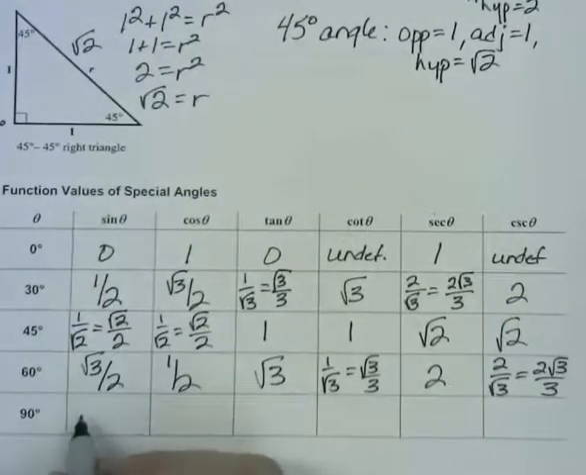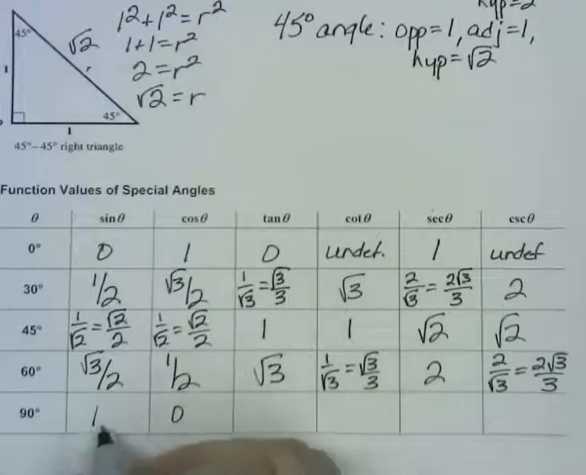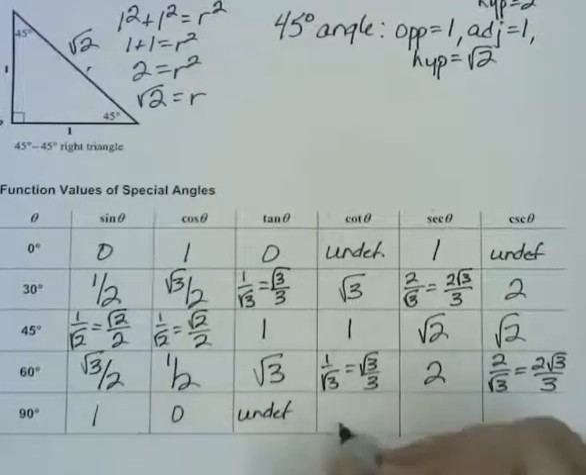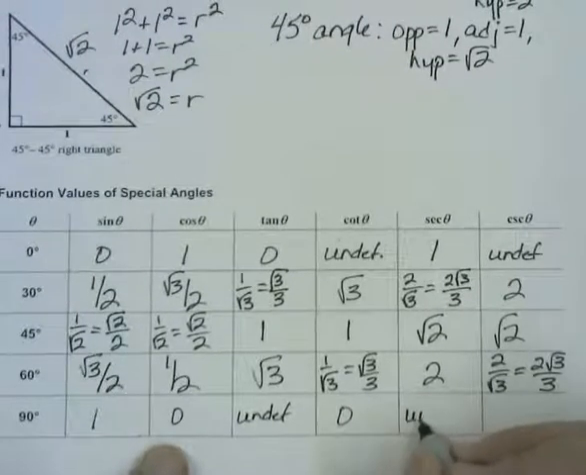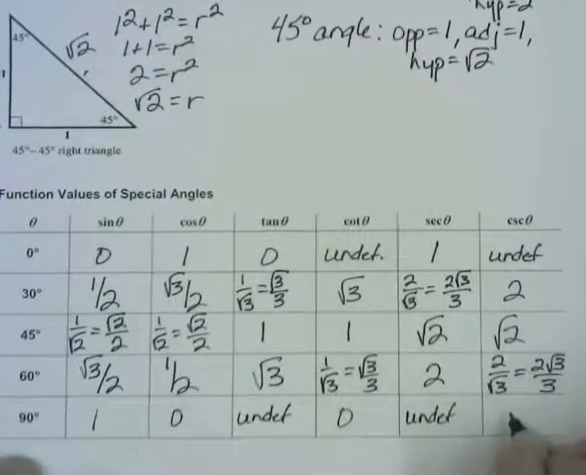We can also do this for 90 degrees. So the sine of 90 degrees is 1, the cosine is 0. Tangent is sine over cosine, so that would be undefined. Cotangent is cosine over sine, so that would be 0. Secant is the reciprocal of cosine, so that would be undefined. Cosecant is the reciprocal of sine, so that would be 1.